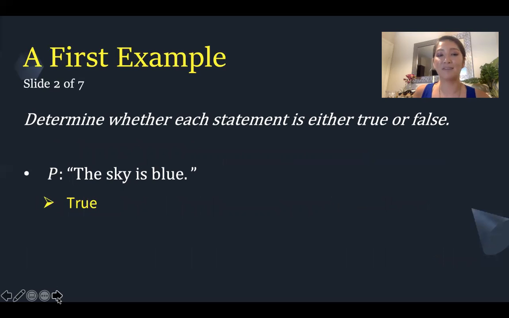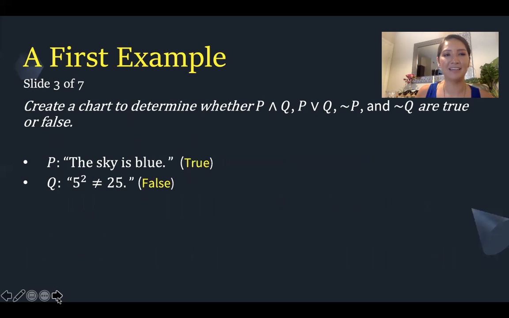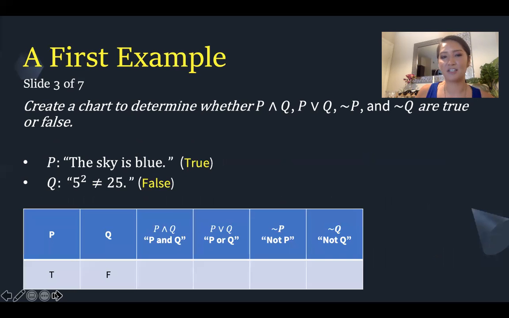The sky is blue. It's obviously true. 5 squared is not equal to 25. Well, if you do the calculation, 5 squared is 25, so that's saying 25 is not equal to 25. That's false. Based on that, we're going to decide whether P and Q is true, P or Q is true, the negation of P and the negation of Q, determining whether all 4 of those are true or false. Basically we're going to create a chart, and I'm going to give away the answers real quick, but we're going to create that chart in just a minute. I'm going to come back to that, but let's look at all of these one at a time.